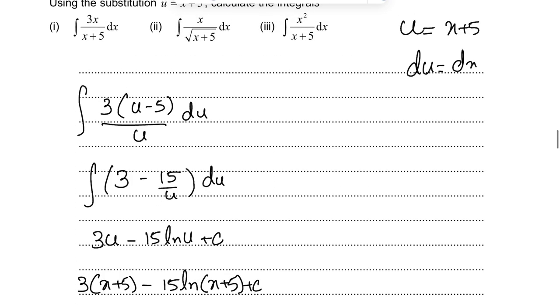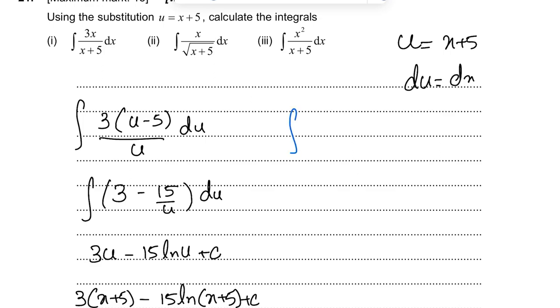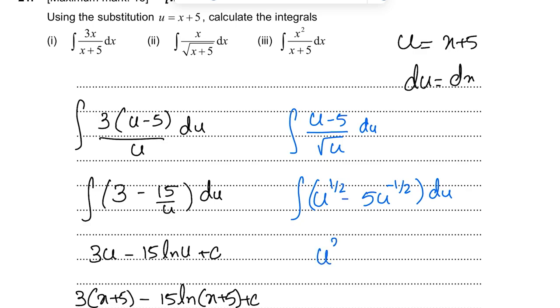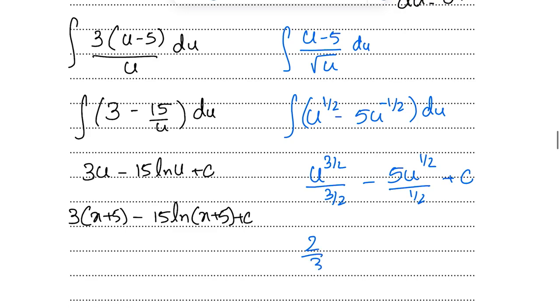Next part, it becomes the integral of x, which is u minus 5, upon square root of u du. So it becomes u upon square root of u, which is square root of u, minus 5 u to the power of negative 1 upon 2 du. So what does that become now? U power 3 upon 2 upon 3 upon 2, minus 5 u power 1 upon 2 upon 1 upon 2, plus c. So what does that become? 2 upon 3 times x plus 5 whole power 3 upon 2, minus 10 times x plus 5 whole power 1 upon 2, plus c.